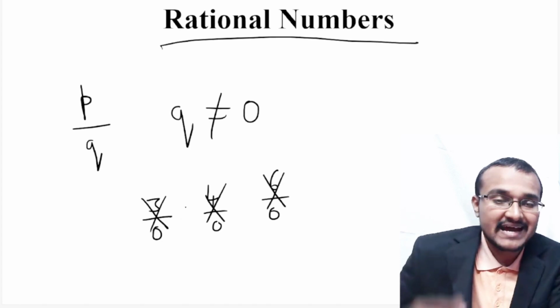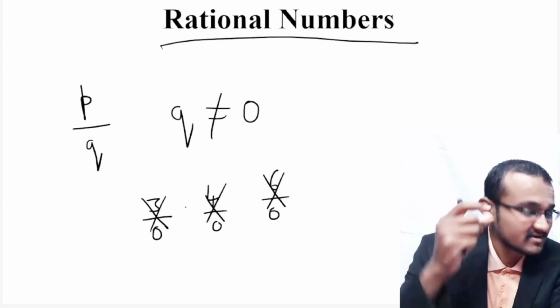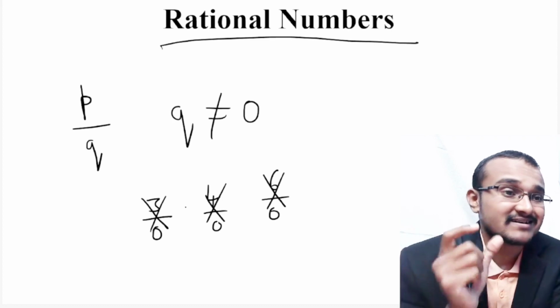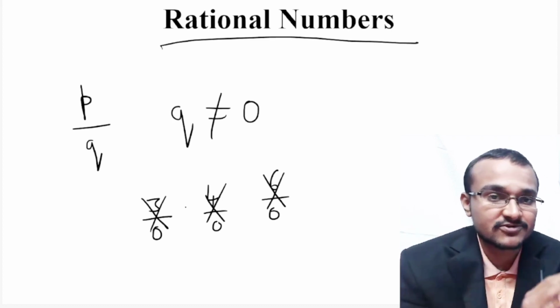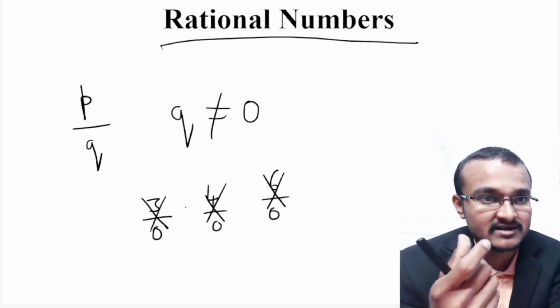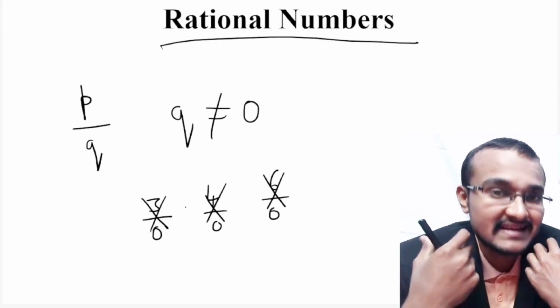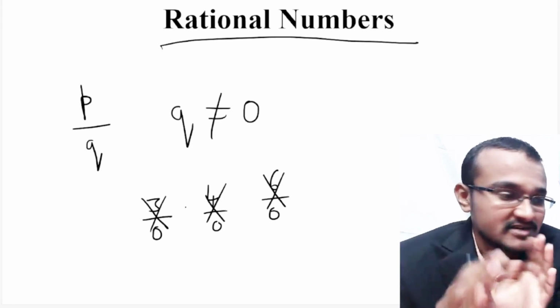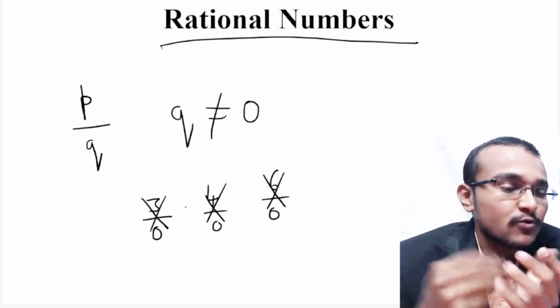So any number which has p by q form will be a rational number, but the denominator should not be 0. If the denominator is 0, then that particular number is not determined, because you cannot divide any number by 0, because after dividing a certain object or a certain thing with 0, what will you be getting?